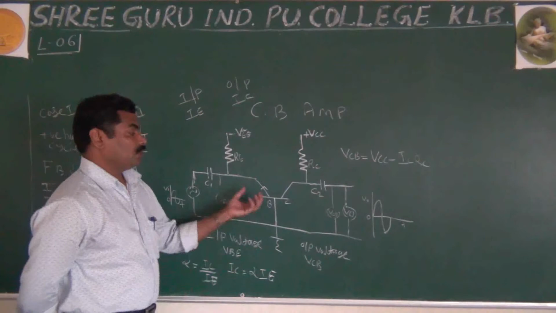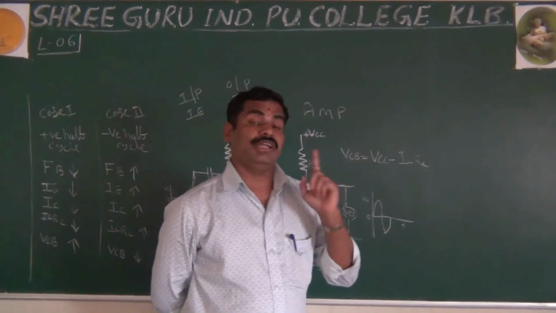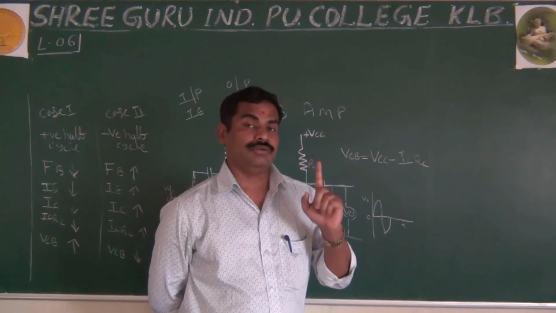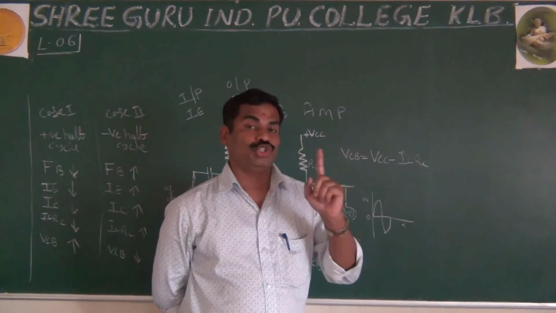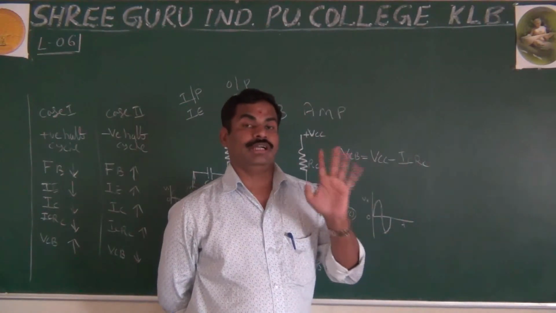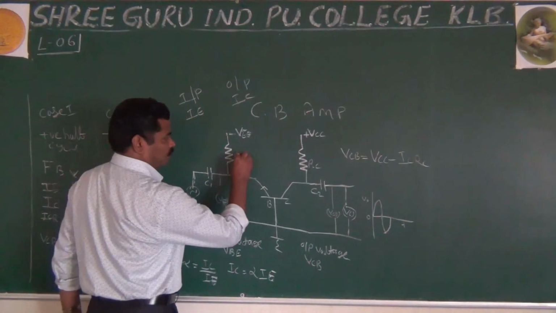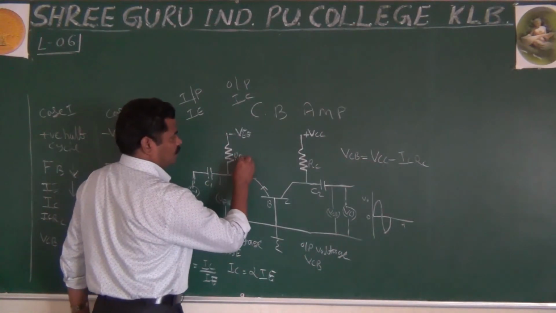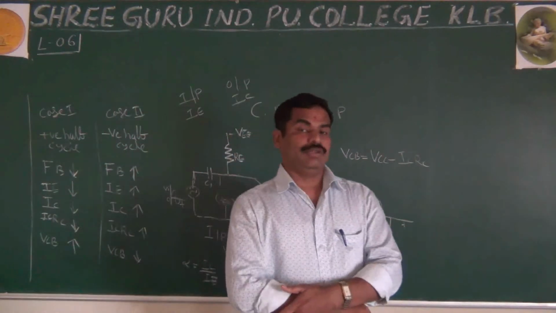The second condition is about the transistor active region. Not only the active region, you have to take care that on the DC load line, our Q point should be in the middle of the active region. How do we make the Q point be in the middle of the active region? By using the resistors RE and RC. That makes the Q point in the middle of the active region.